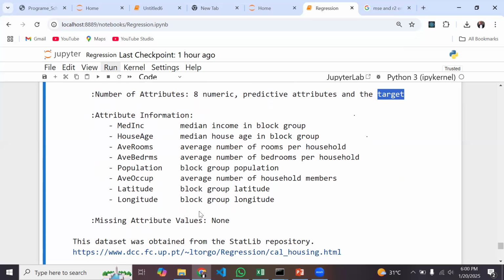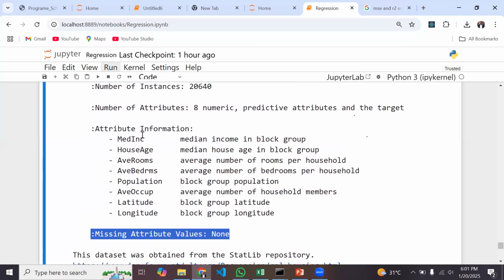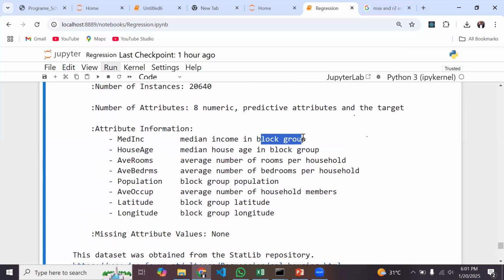Of course, there are no missing values. And the information we see over here is the median income in a block. This is a census that was conducted in California in the US, and then they came up with this data. So the median income per household, the median house age in a block group, the average number of rooms, the average number of bedrooms, the population.